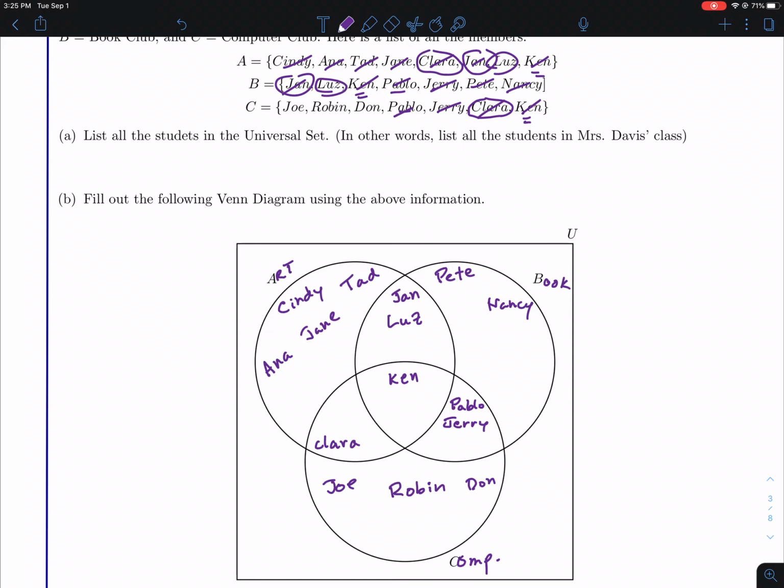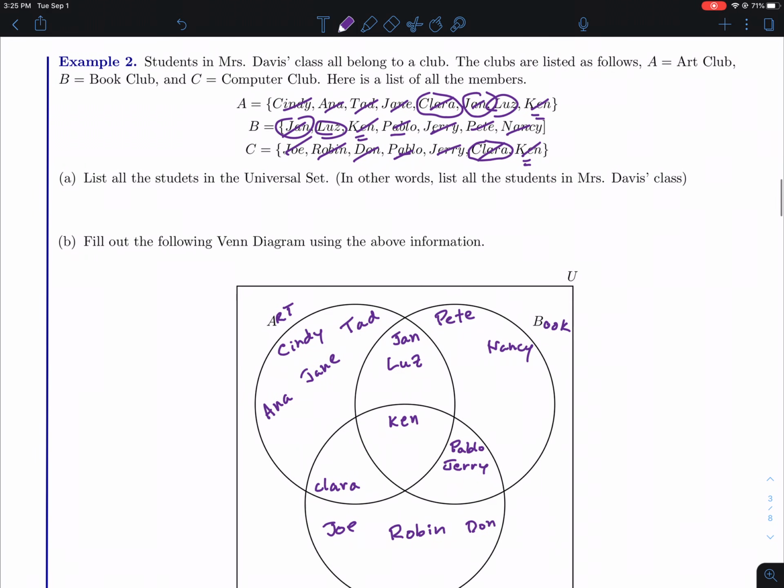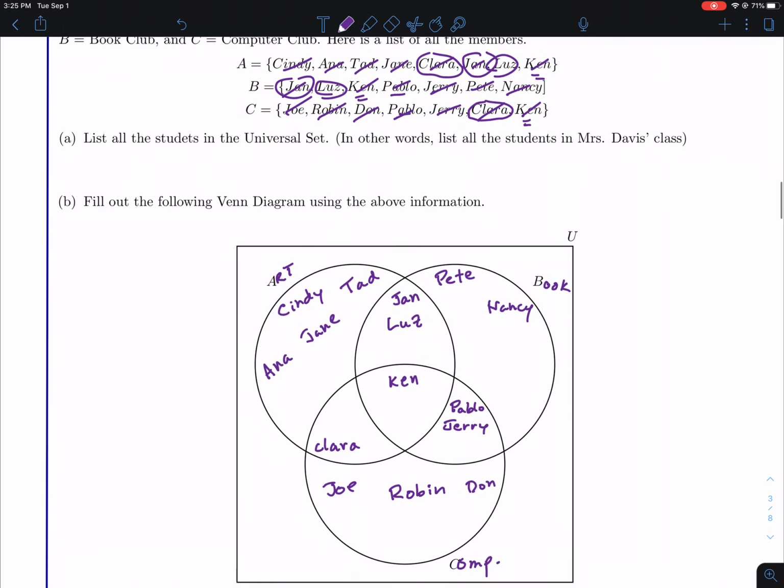So in this case, there was no extra list of universal sets. So remember the one that we worked on last time had a universal set, and there were some things that were actually living on the outside. So in our case, all the people were in clubs, so we don't have to worry about people on the outside. So when it says list all the students in the universal set, we want to list everybody that's in all these different circles. So we'd have like Cindy, Anna, Jane, Tad, Jan, Luz, Pete, Nancy, Ken, Pablo, Jerry, Clara, Joe, Robin, and Don. And so we'd write them as one big list in this case.